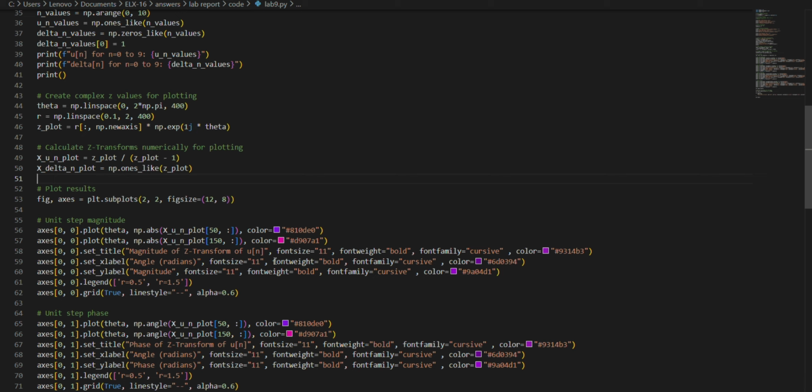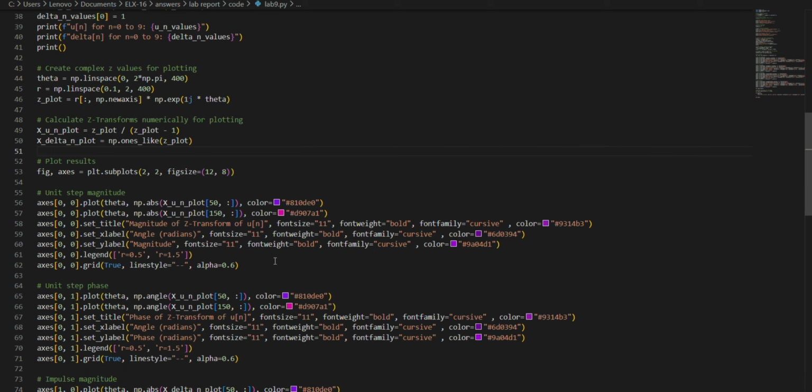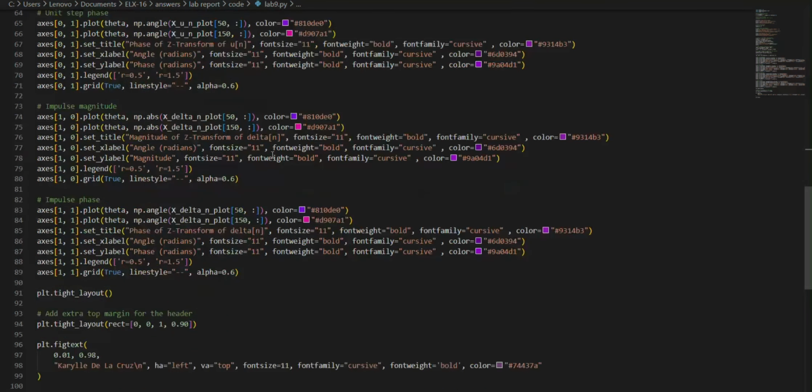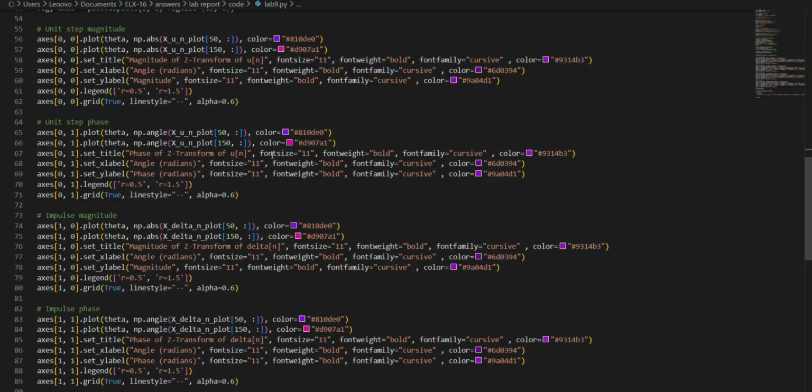I generate complex z values using polar coordinates where z equals r e to the j theta. These allow us to analyze how the Z transform behaves for different radii and angles in the complex plane. I then compute the Z transform values numerically for both u of n and delta n over these z values. Finally, I plot the magnitude and the phase responses.